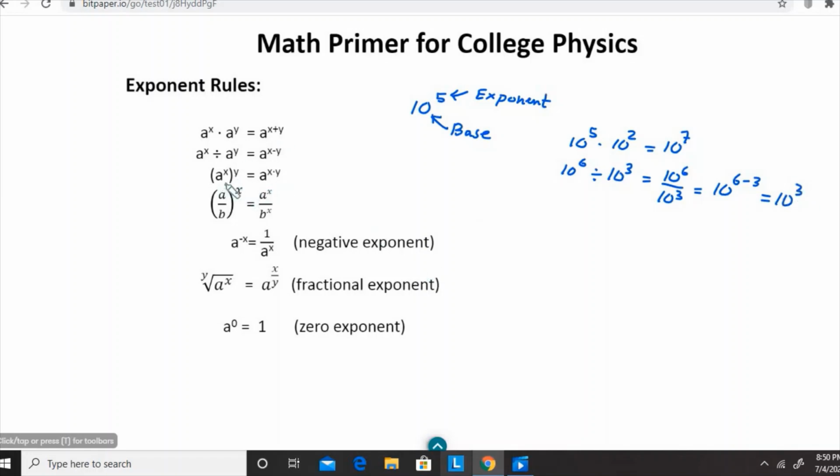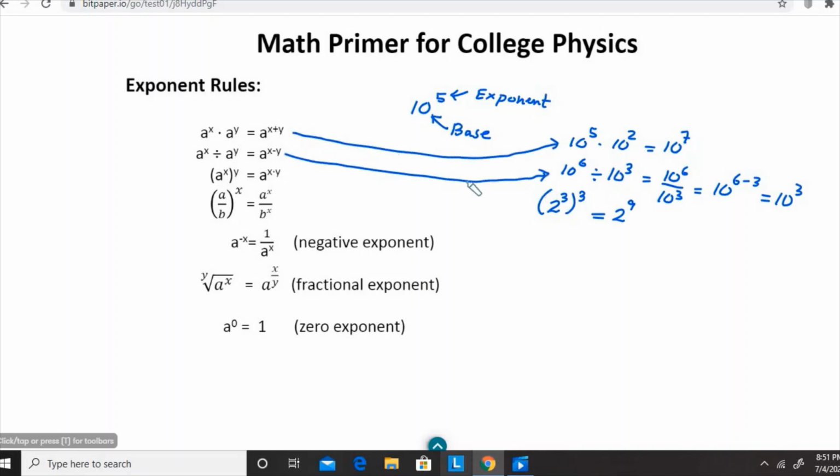The third one, again, you have a to the power x, and you take the power of that entire expression. So then the exponents simply multiply. You need to multiply the exponents. So let's say 2 raised to the power 3, and then the entire thing, we take the cube of the entire thing. And in this case, the answer would be 3 times 3 is 9. 2 raised to the power 9, like that. So that's the example for this rule.